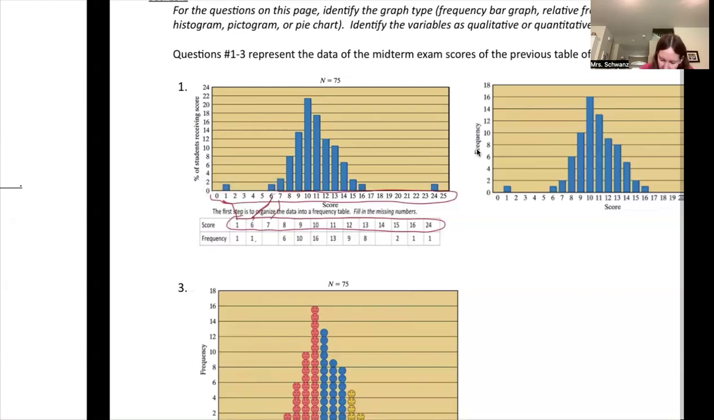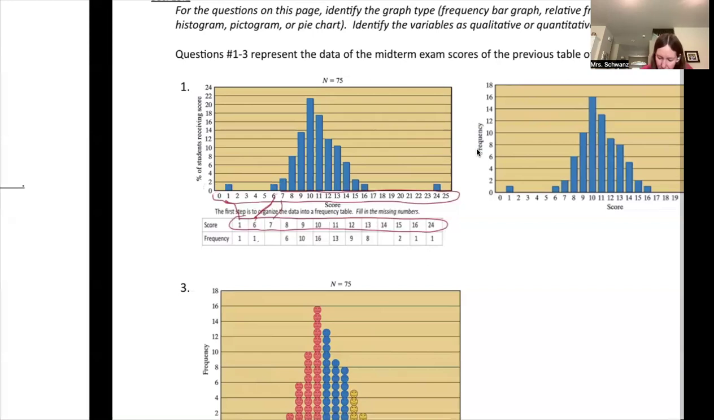So there's something really important about these bar graphs: you want to always read the label they have on the x-axis. The x-axis is your horizontal, left and right axis across the bottom. That's the score. So that's why I said these are the numbers along the bottom. Then they say the percent of students receiving the score.